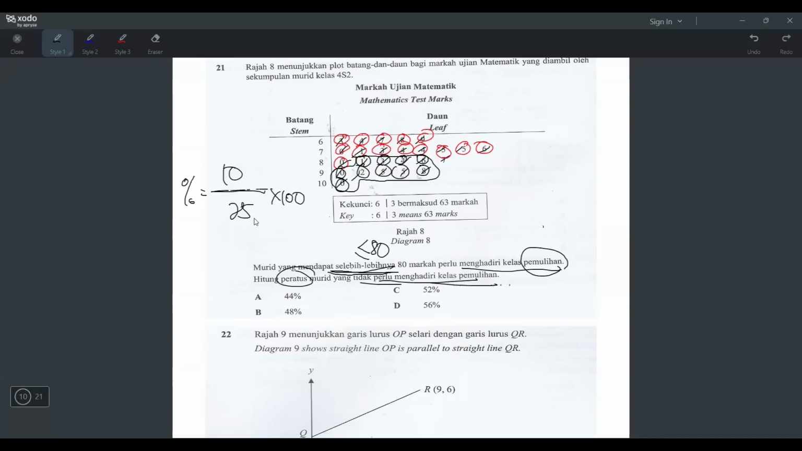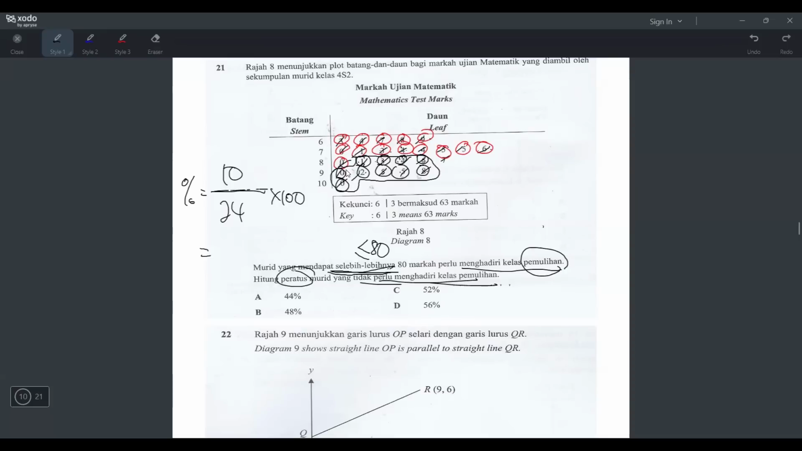Tak ada jawapan. Wait, did I do it correctly? Okay, let me do it one more time. 3, 4, 5, 6, 7, 8, 9, 10, 11, 12, 13, 14, 15, 16, 17, 18, 19, 20, 21, 22, 23, 24. Oh, it's 24 the jumlah. Let me count again. 1, 2, 3, 4, 5, 6, 7, 8, 9, 10, 11, 12, 13, 14, 15, 16, 17, 18, 19, 20, 21, 22, 23. Oh my God, it's 24. So let me betulkan myself. 1000 divided 24. Oh, it's 40.